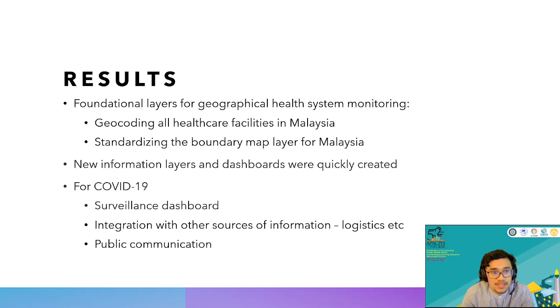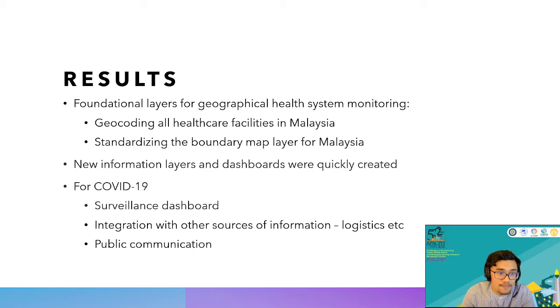So based on our study, we found that there were several foundational layers for the geographical health system monitoring in Malaysia. The first one being the geocoding of all healthcare facilities in Malaysia to locate all the locations where healthcare services are being offered. The second one is the standardizing of boundary map layers for Malaysia to provide a common operational picture for all stakeholders.